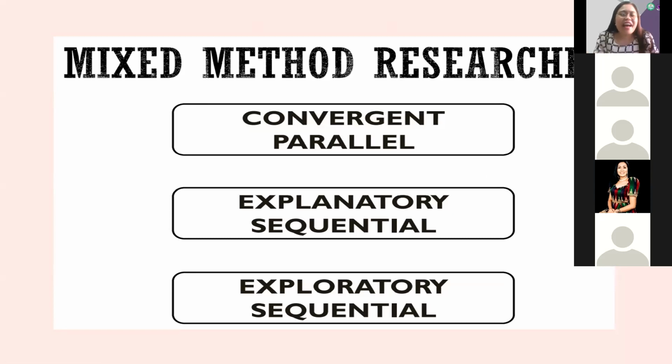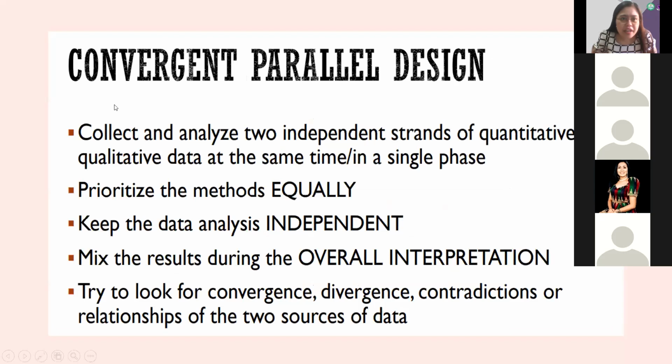Okay. Sige, we have the mixed method researches. Diba sabi ko sa inyo, pwede natin i-mix ang quali and ang quanti. Now, sa mixed method researches, we also have 3 specific types: the convergent parallel, explanatory sequential, and exploratory sequential. So let's discuss them one by one. Pag sinabing convergent parallel, since parallel ito, you are going to collect the quali and the quanti data at the same time or in a single phase. Meaning you are treating both data equally.